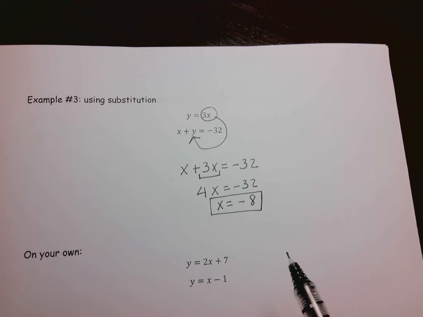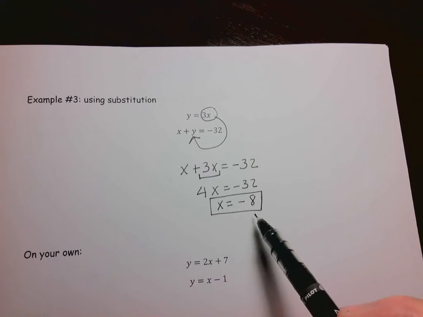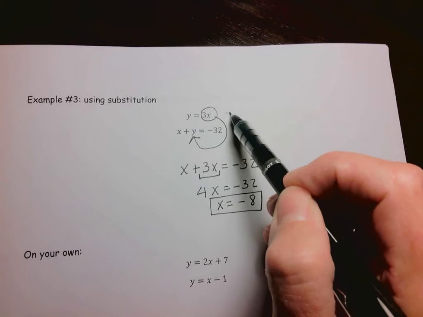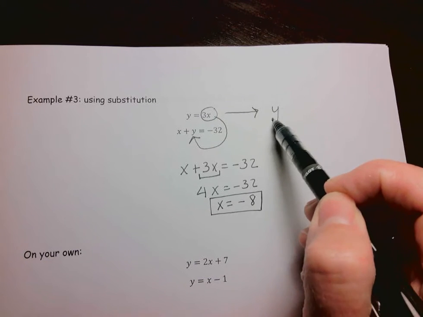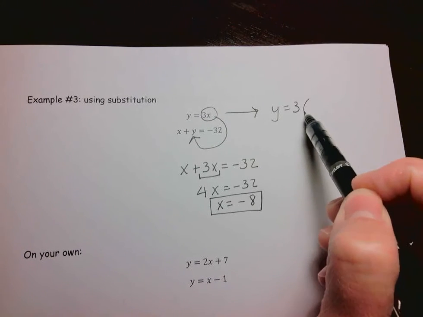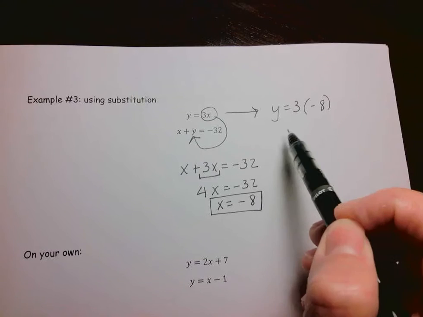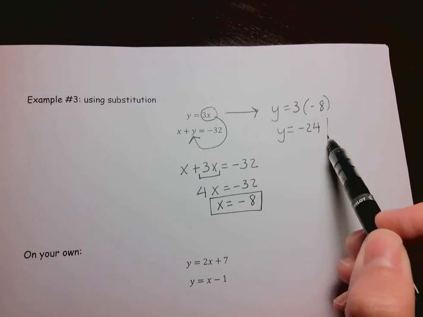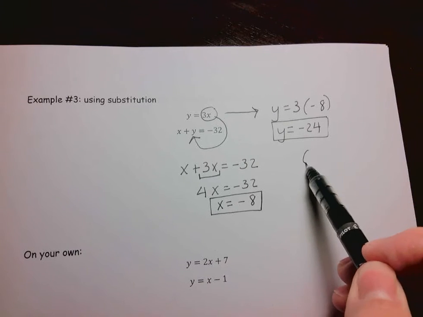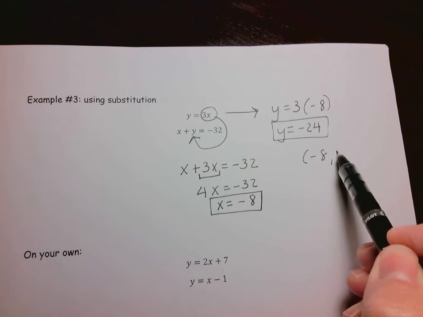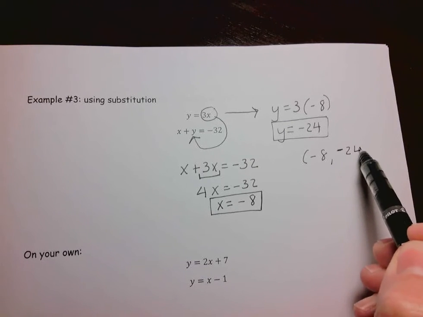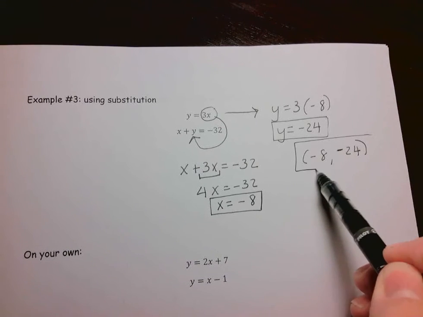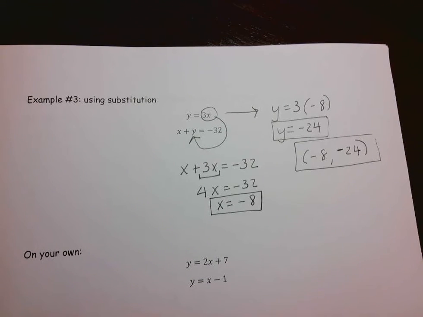So I'm going to take x equals negative 8, and I'm going to plug it in here for x, just because I think that one looks easier. And so then I get y equals negative 24. So the xy coordinate that's going to make both of these equations true, their point of intersection, is going to be at negative 8, negative 24.